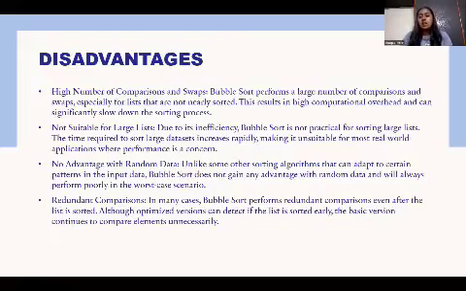Unlike some other sorting algorithms that can adapt to certain patterns in the input data, bubble sort does not gain any advantage with random data and will always perform poorly in the worst case scenario. Redundant comparisons. In many cases, bubble sort performs redundant comparisons even after the list is sorted. Although optimized versions can detect if the list is sorted early, the basic version continues to compare elements unnecessarily.